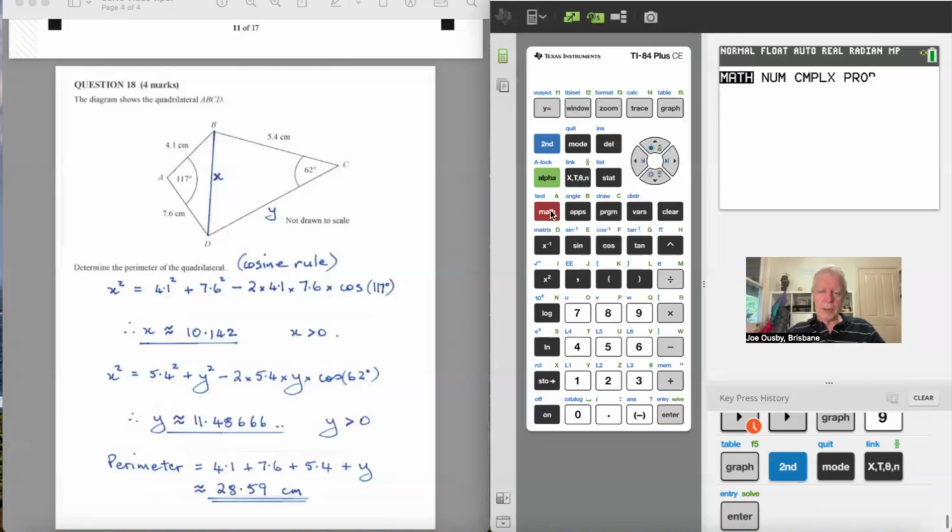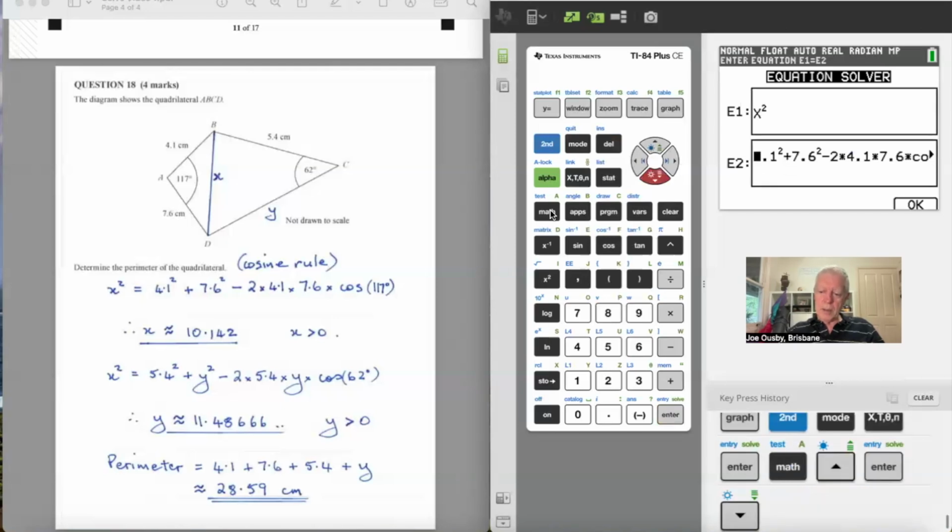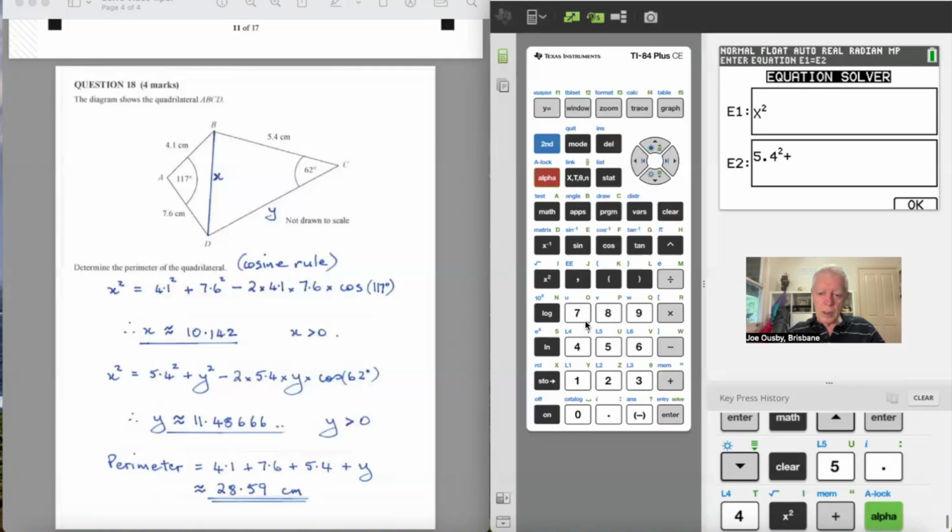So if I go back to math and numeric solver, and because we've still got x squared there, this time it's actually 5.4 squared plus y squared minus 2. Now I'm using x and y just exactly the way they are in my setting out. And I think it's smart to do that. I find it easier to concentrate if I'm using the variables that I've got in the question.